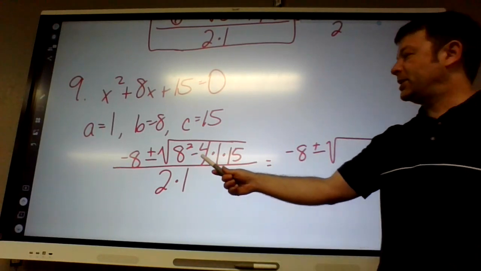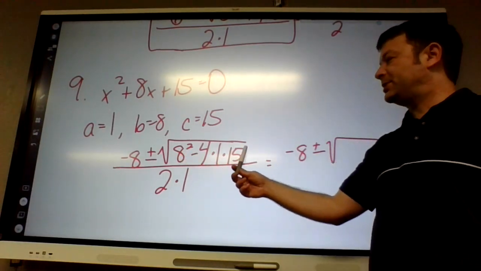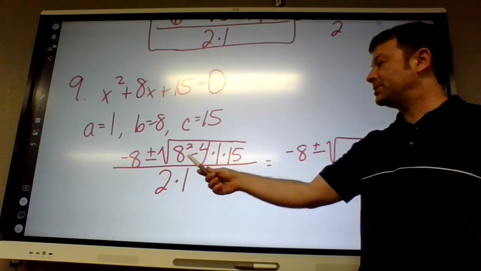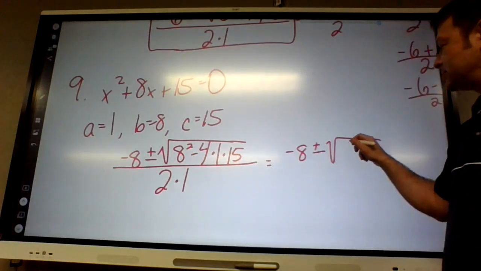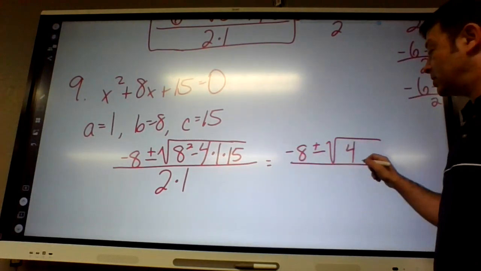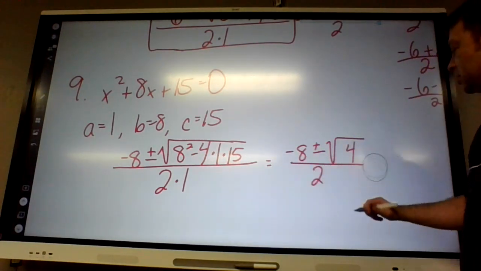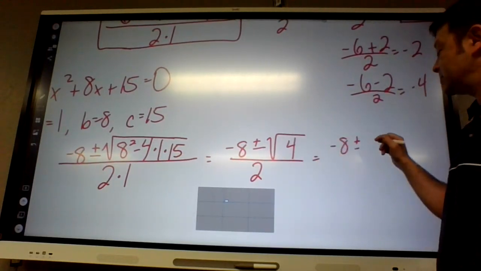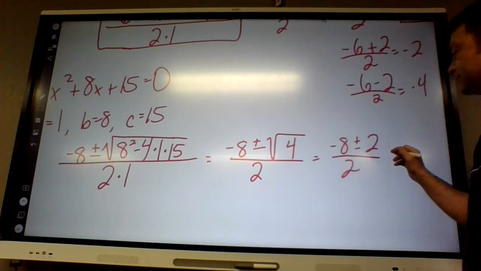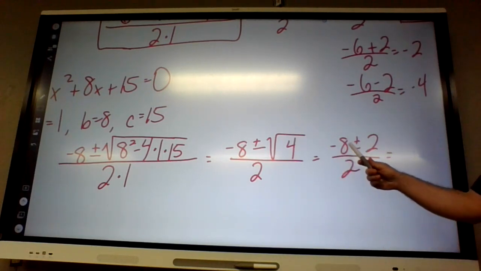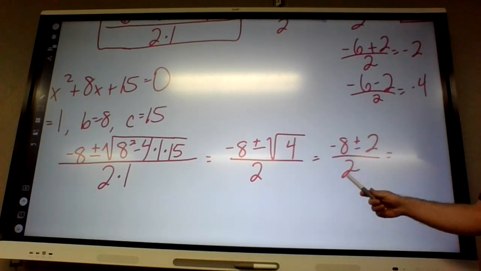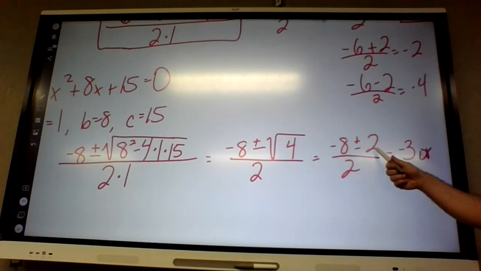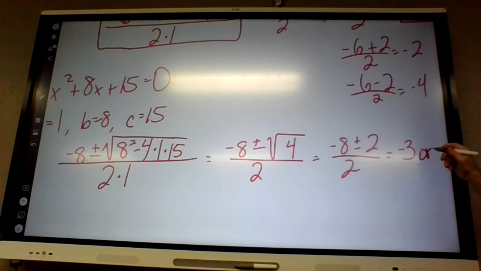Okay, most of the work that you're doing is inside the square root. That's where most of the stuff happens. So we got 64 minus 60, so it's 4 again. So we got negative 8 plus or minus 2 over 2. Negative 8 plus 2 is negative 6 divided by 2 is negative 3. Negative 8 minus 2 is negative 10 divided by 2, negative 5.